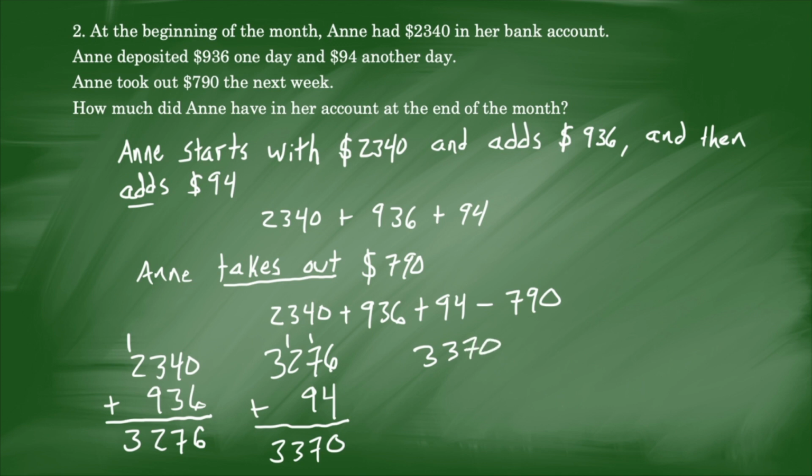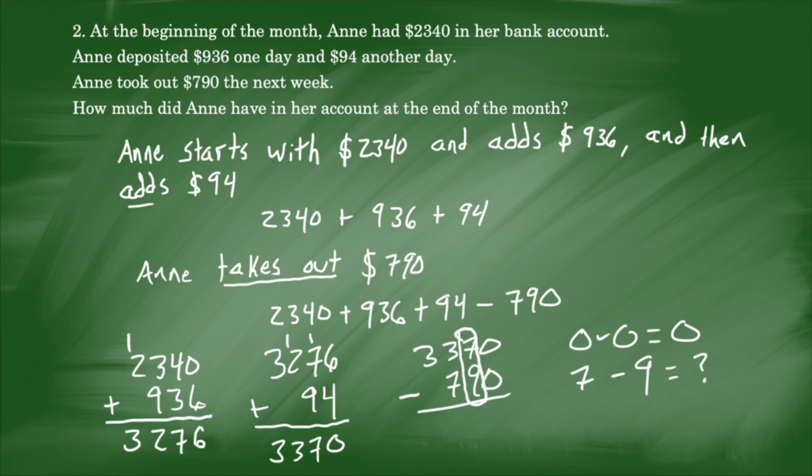3,370 minus 790. Subtracting is a bit of a new ball game. 0 minus 0, that one's easy. 0 minus 0 is 0. But now we have in the tens column 7 minus 9. How can 7 minus 9 give you a real number? Abstractly, it can give you minus 2, but that doesn't so much help us right now.